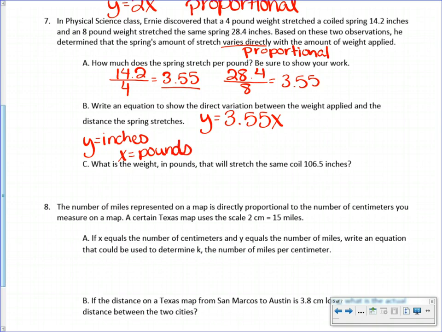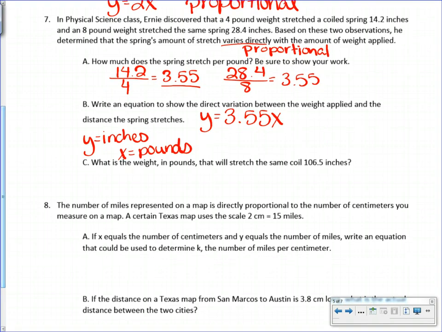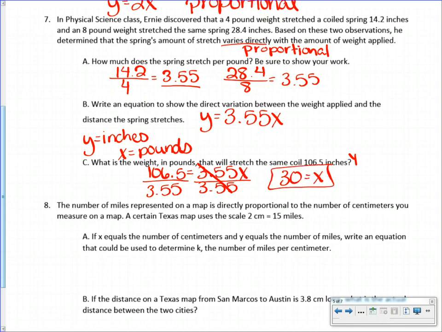So on letter C, what is the weight in pounds that will stretch the same coil 106.5 inches? So inches, that's y. We're going to substitute 106.5 in for y to find out how many pounds that would be. So to solve for x, we divide by 3.55. And we're left with 30. So it would take 30 pounds to stretch the spring 106.5 inches.